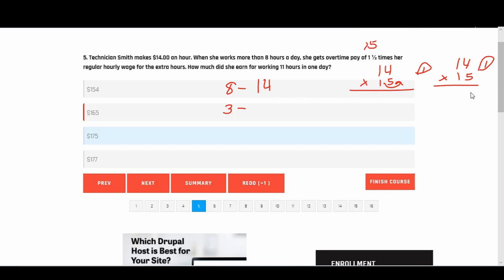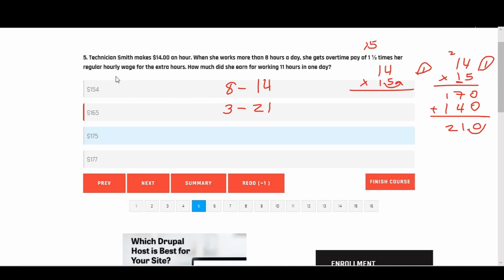5 times 4 is 20. Carry the 2. 5 times 1 is 5, plus 2 is 7. We have to add a 0 since we're starting this number. 1 times 4 is 4. 1 times 1 is just 1. Let's add. 0 plus 0 is 0. 7 plus 4 is 11. Carry the 1. 1 plus 1 is 2. So, shift our decimal back in one place. So we can see that her overtime rate is $21 per hour.